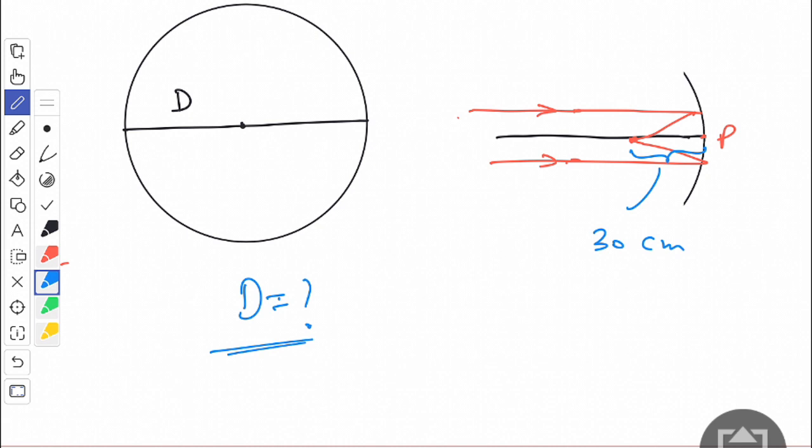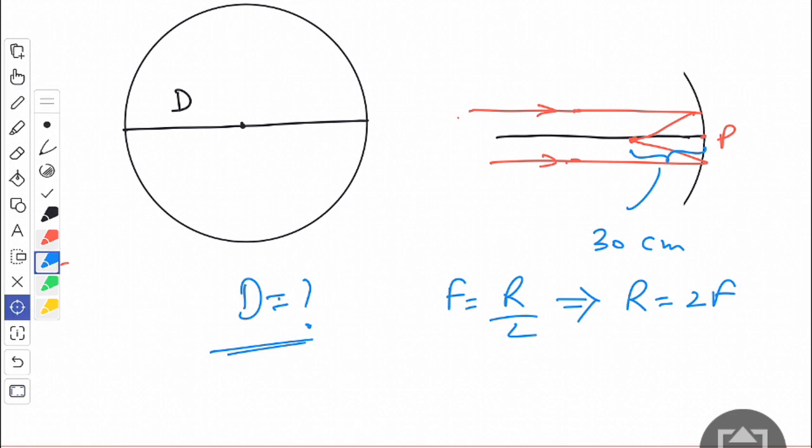Very simple. Like we said, F is equal to R by 2, right? Which implies that R is equal to 2F. Let me use capital F for consistency. Now, here we can see that if the parallel rays are meeting at a particular point, then this point has got to be the focus. And this distance is the focal length. So, focal length is equal to 30.